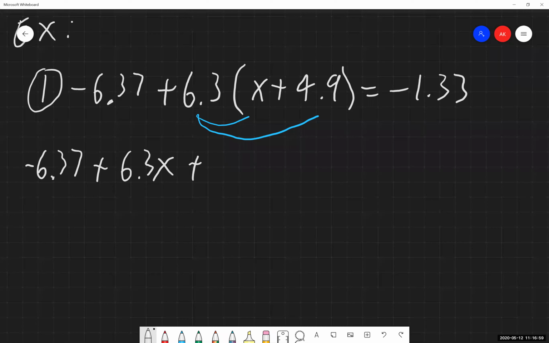I'm getting 30.87 equal to 1.33. So again, I'm looking to see, can I simplify things down any further?